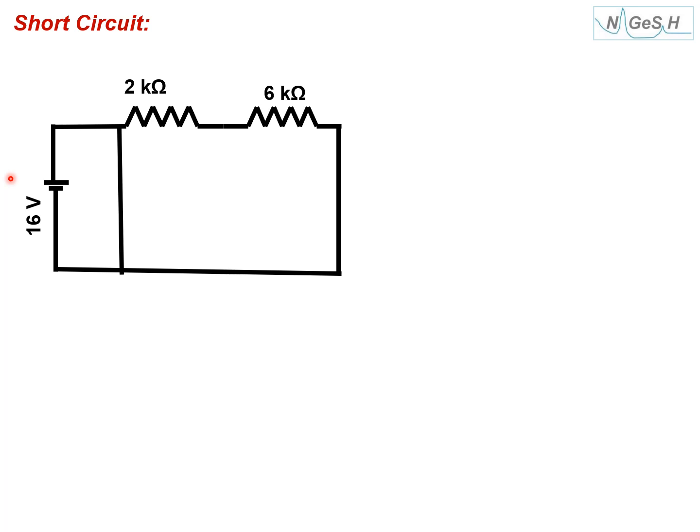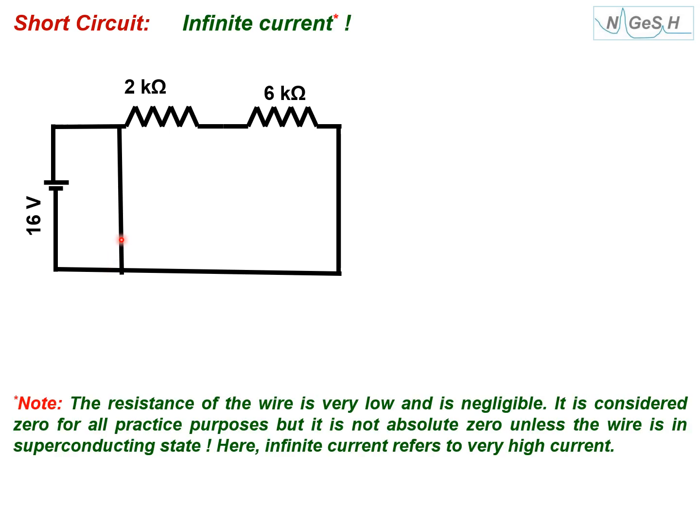Now here, if I take this battery and just short it, then all the current will flow through this. Resistance is 0, 0 into anything by 0 plus anything is 0. So the entire resistance is 0. You will have kind of infinite current.